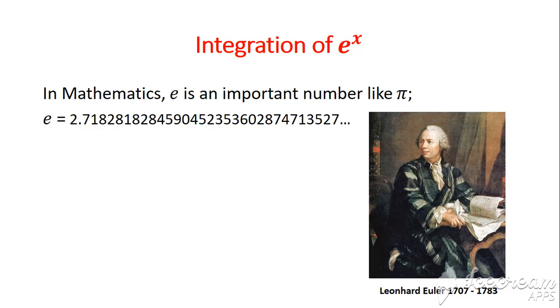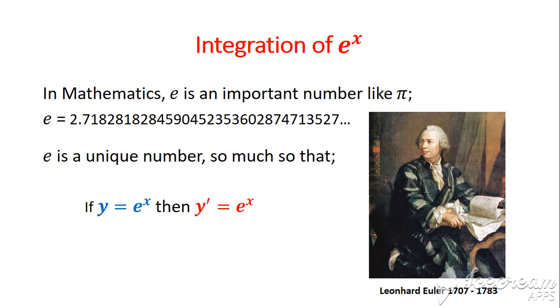Now, in mathematics, e is an important number just like the number pi. E is equivalent to this number here, and although it may look like a bit of a pattern, there are no patterns or repeats, and those numbers go on forever. It's an irrational number, and this number was named after the mathematician Leonhard Euler.